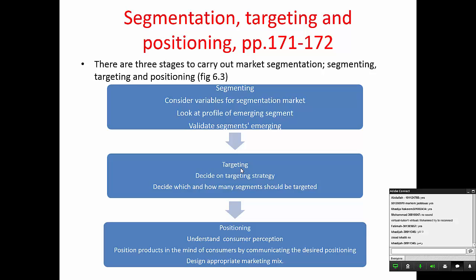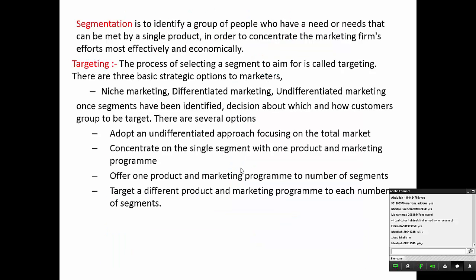The position means where you want to put your product. So these are the three major strategies that are used mostly in marketing. So here are some of the definitions related to segmentation and targeting.